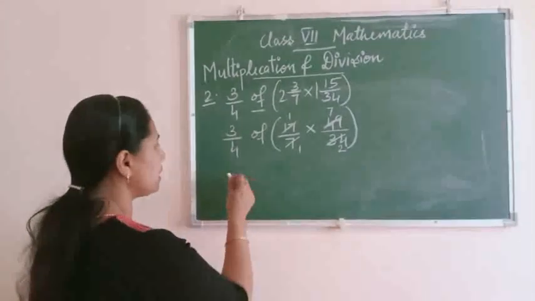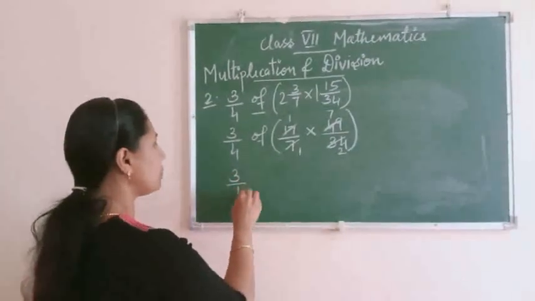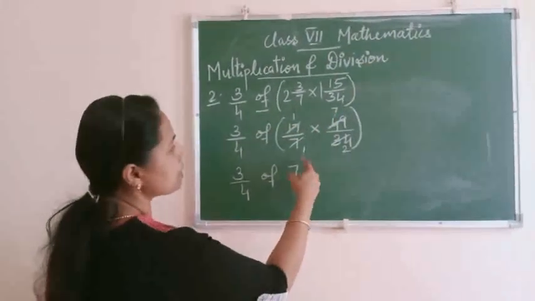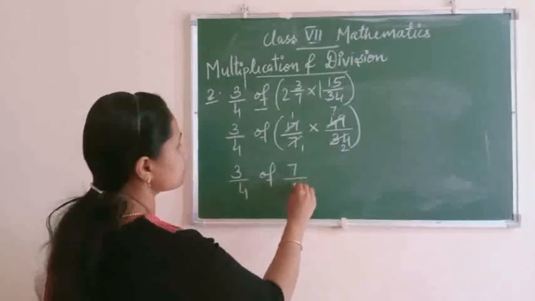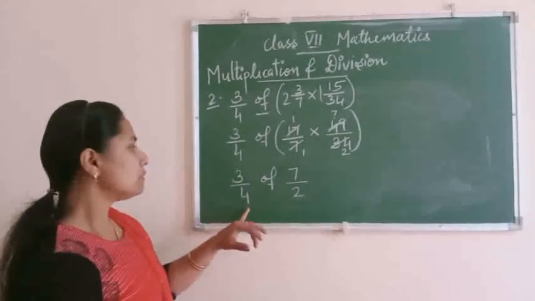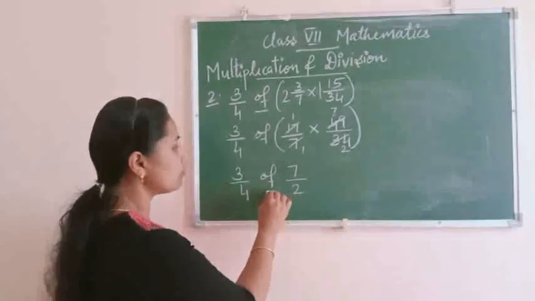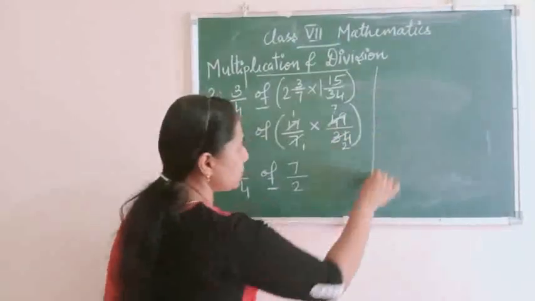The first fraction we write the same, 3 upon 4. Of 1 into 7, 7 will come, and 1 into 2, 2 will come. So now you got 3 upon 4 of 7 upon 2. Already I said in maths, "of" means multiplication. That we are doing now.